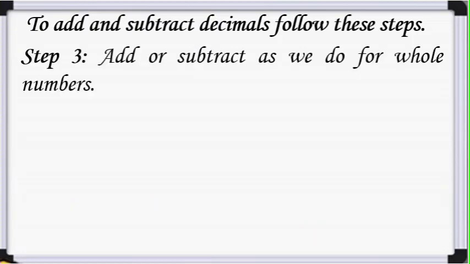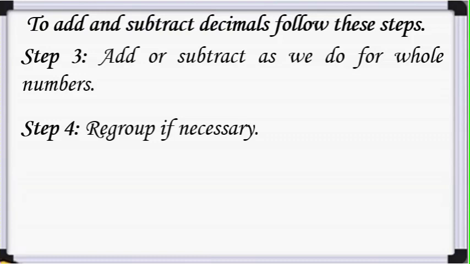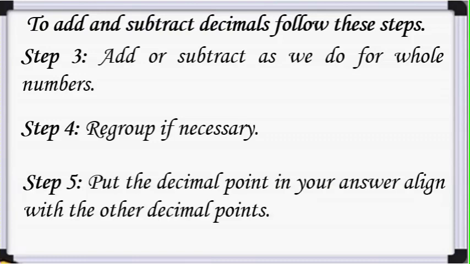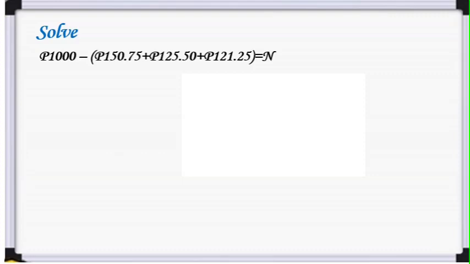Step 3. Add or subtract as we do for whole numbers. Step 4. Regroup if necessary. Step 5. Put the decimal point in your answer aligned with the other decimal points. Now, let us solve the problem. This problem is a two-step word problem. So, we need to do the first and the second step before solving it. The first step is to find the total amount I spent in buying 3 kilograms of rice, 1 kilogram of chicken, and 1 kilogram of fish.